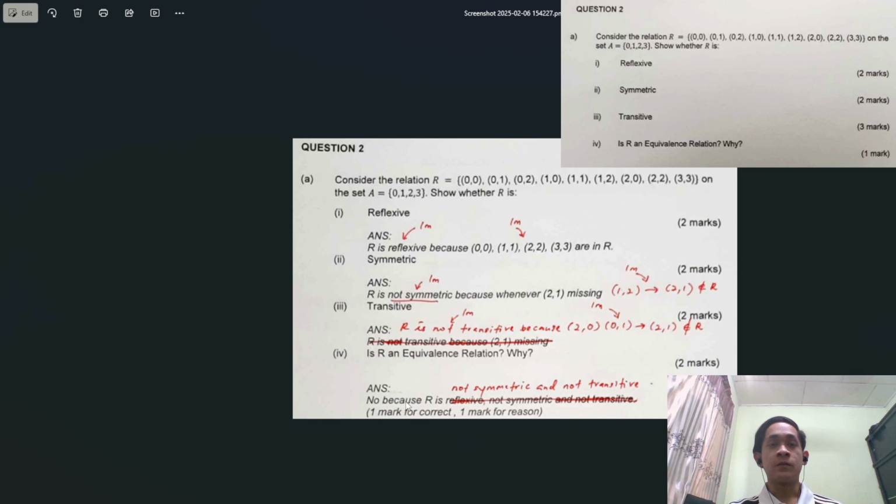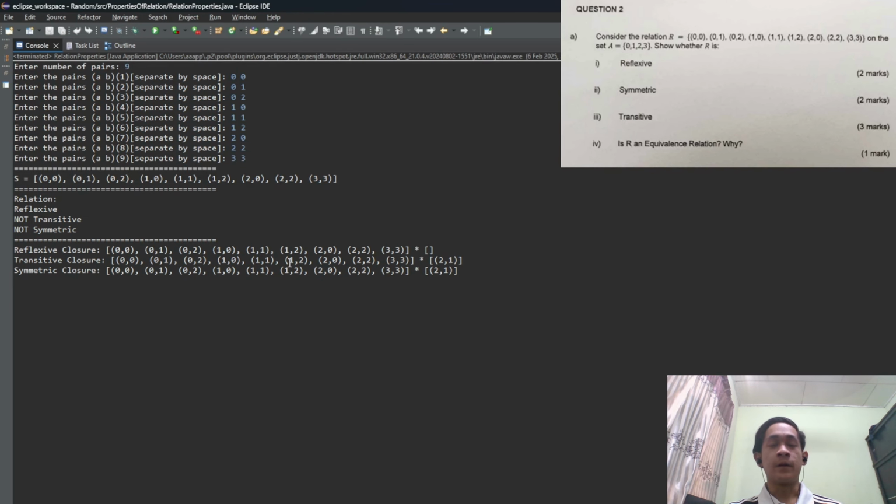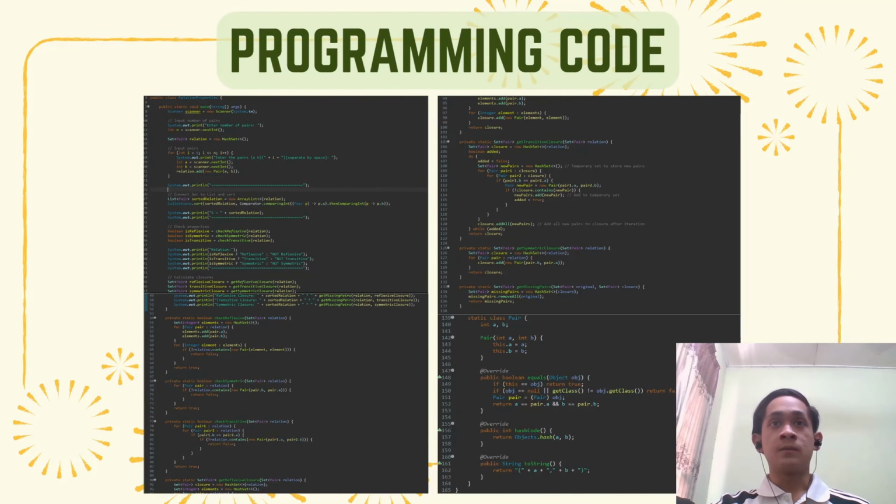And then for question 4, right here, no, because R is not symmetric and not transitive. So this shows that our system works perfectly fine. And so yeah, that is all for our little demonstration, and thank you. Next, this is our programming code.